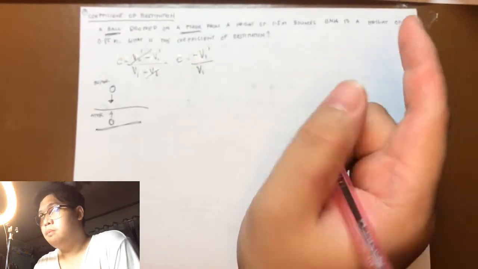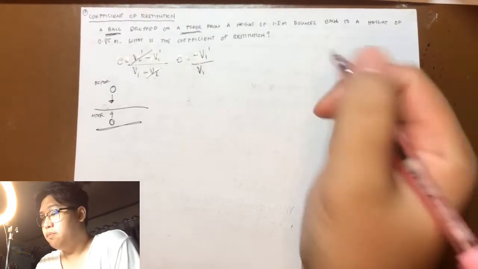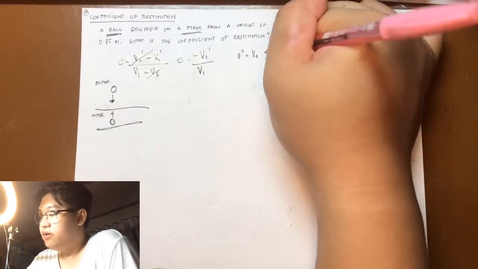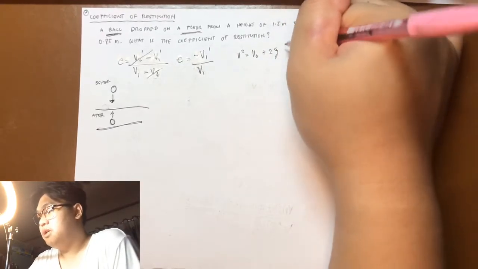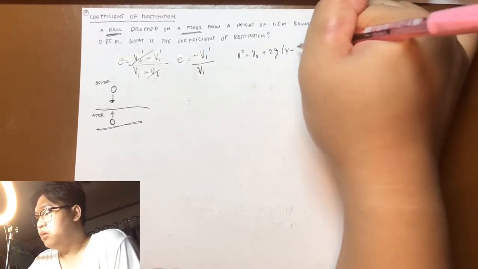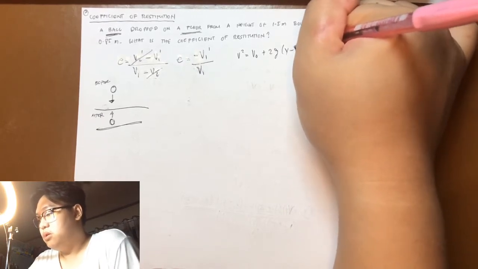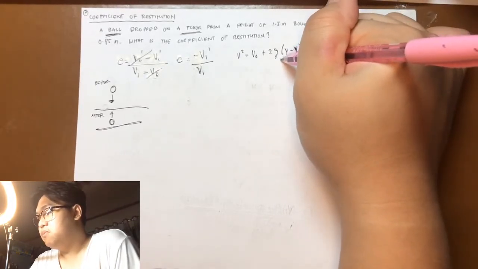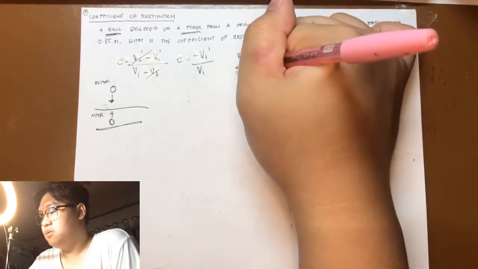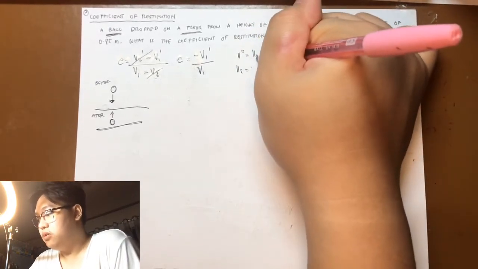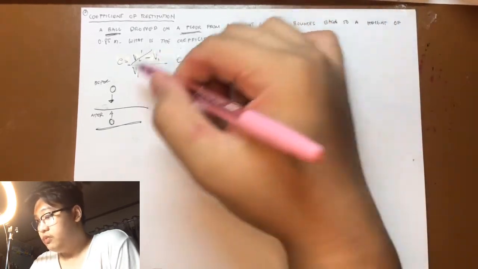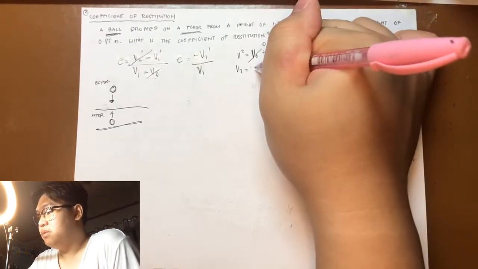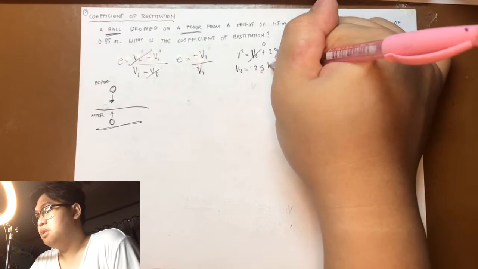Kung matatandaan natin sa kinematics, meron tayong formula para makuha yung velocity: v squared is equal to initial velocity squared plus 2 times the gravity and final position minus initial position ng y, since nasa y component tayo. Pwede natin itong palitan ng h. Since linaglag lang ang ball, ang initial velocity natin dyan is 0, so matitira na lang is 2 times gravity times the height.